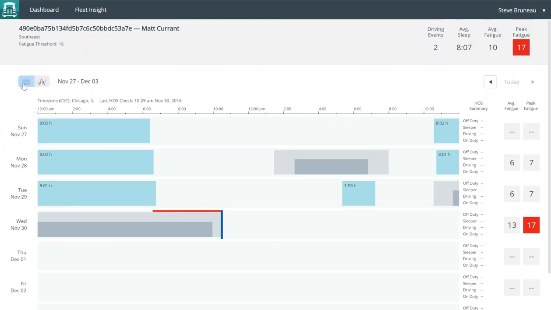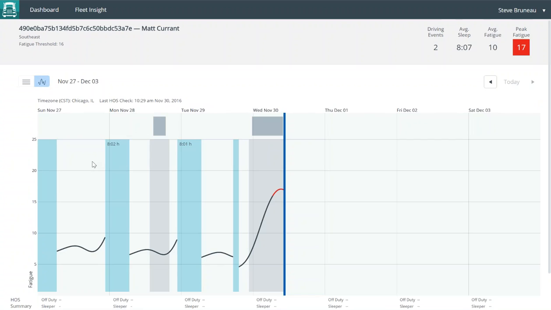We can also flip to the other view, which is the fatigue trend line, to see the same amount of data in just more of a trend perspective, left to right. So again, blue represents sleep. Light gray represents on duty, dark gray represents driving. And what we see here is on November 29th, they had a normal night's sleep, stayed up most of the day, had a little nap here, an hour and 53 minutes, and then they started their night shift and then began their drive. And as a result, what you see here is fatigue evolving day by day.